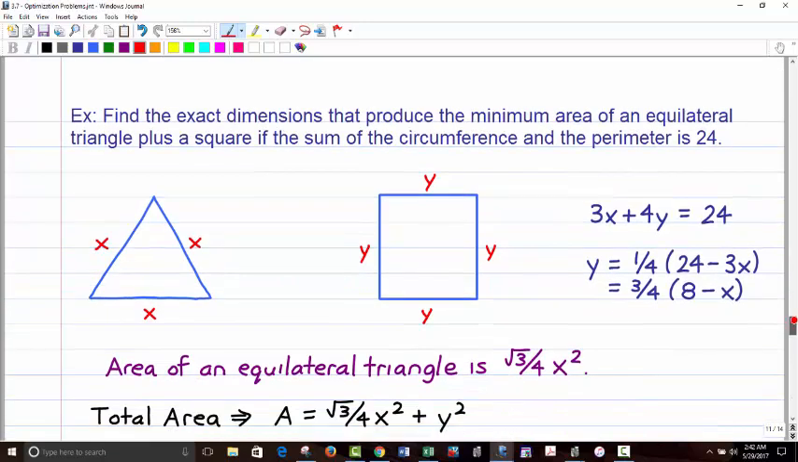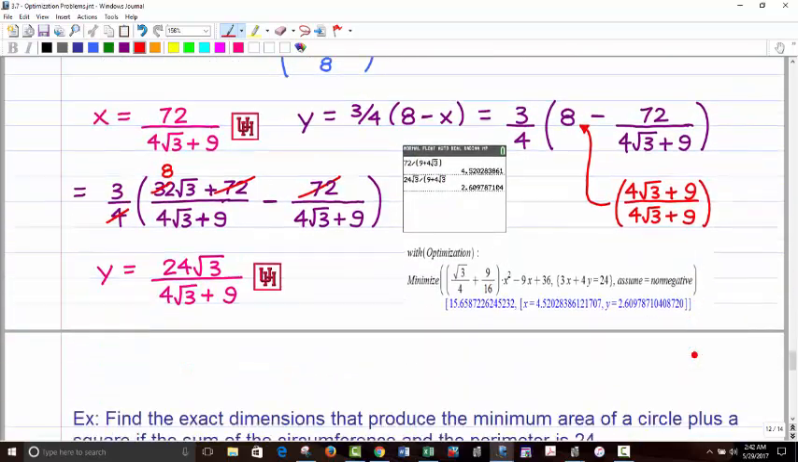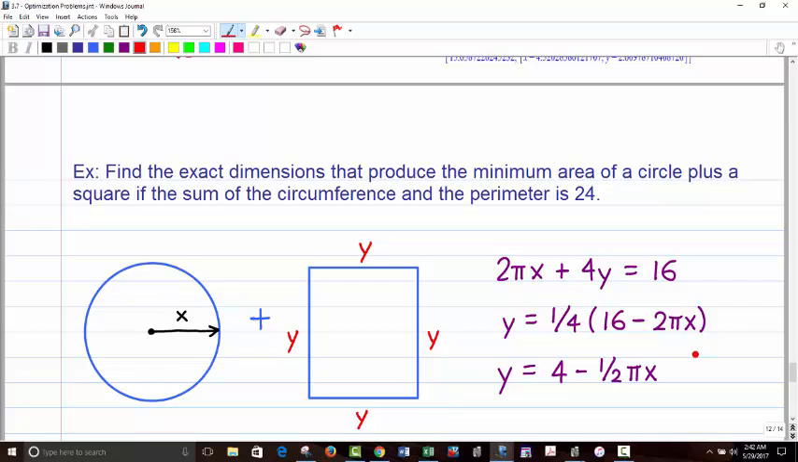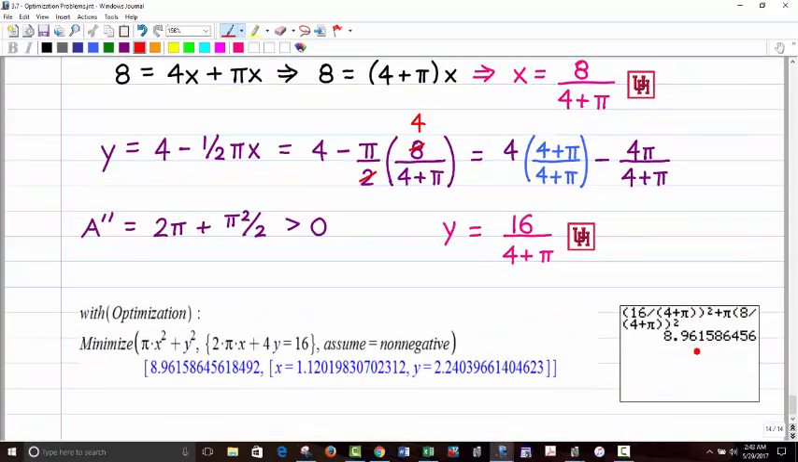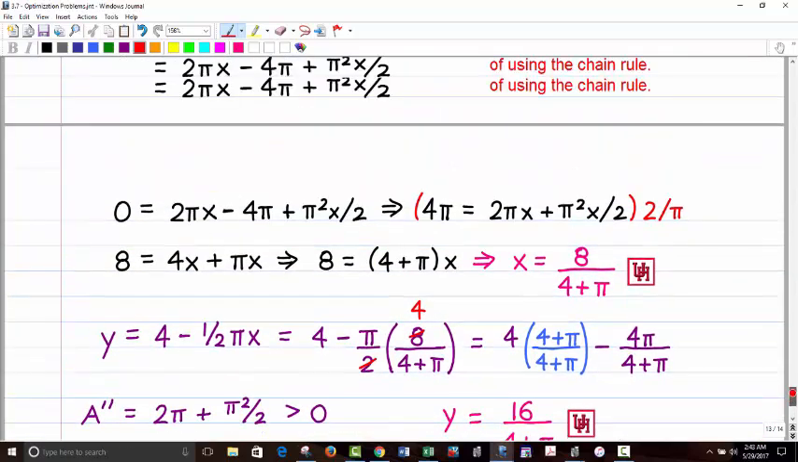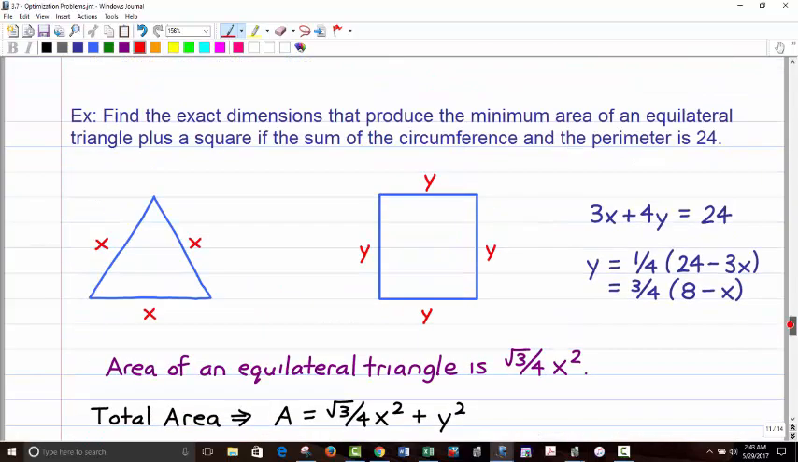This one's trying to say we're adding these two together, and we're trying to find the minimum total area of the triangle and the square together. So we're trying to minimize the sum of that area. And algebra gets really messy on this one. And here's one with a circle and a square. This one gets kind of messy because of all the pi's in the answer. So I'm going to leave those explanations out, but I'm going to leave these in the notes if you're just curious and want to look at them.